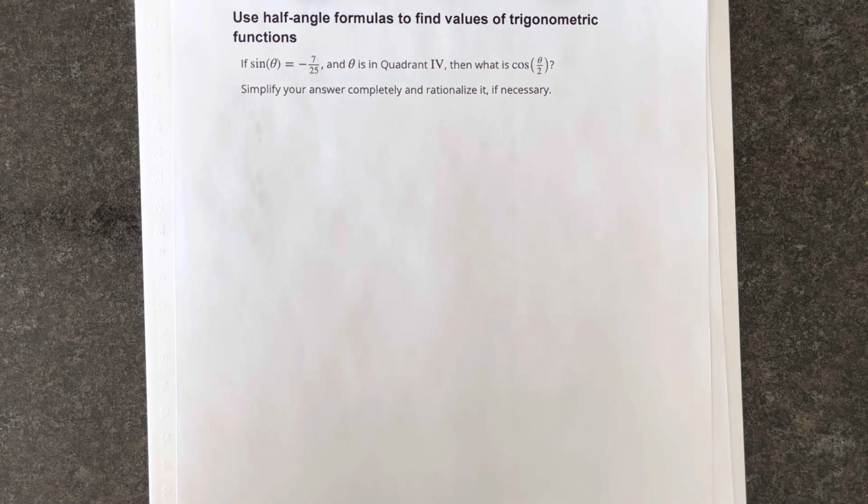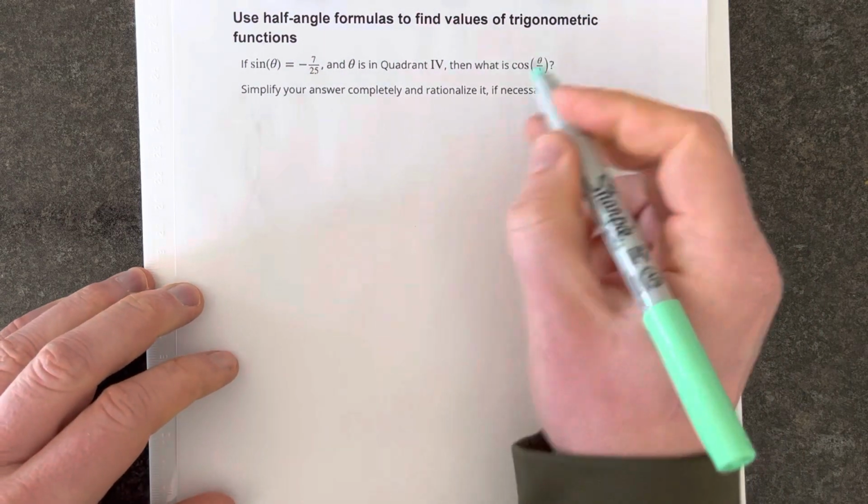In this video, we're going to use half-angle formulas to find values of trigonometric functions. It says if sine theta is equal to negative 7 over 25 and theta is in quadrant 4, then what is cosine theta over 2? So we have a half angle here, so we need to use a half angle formula.